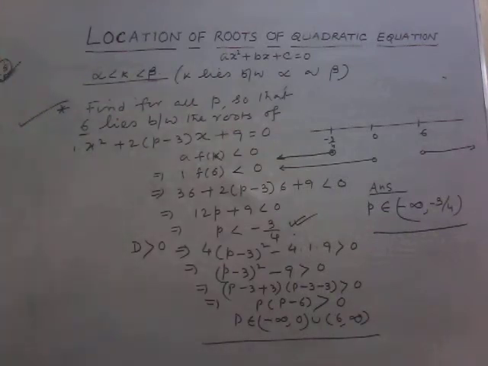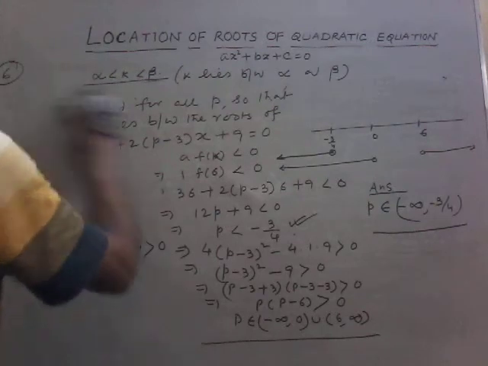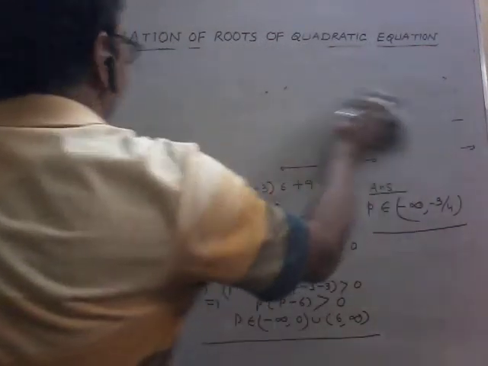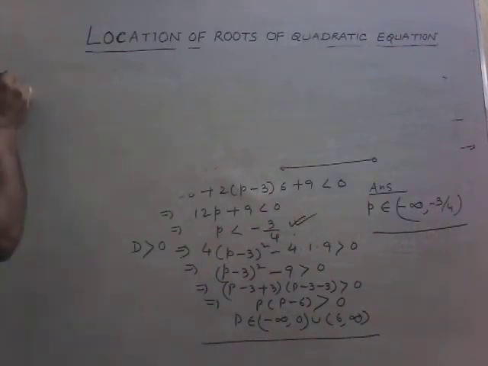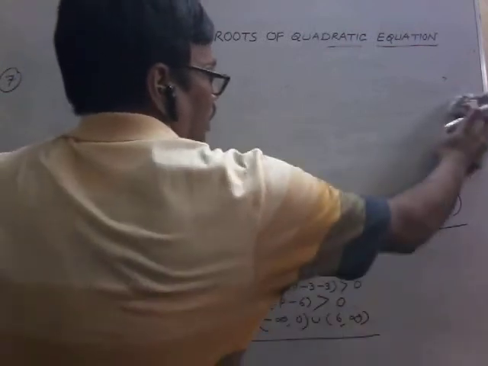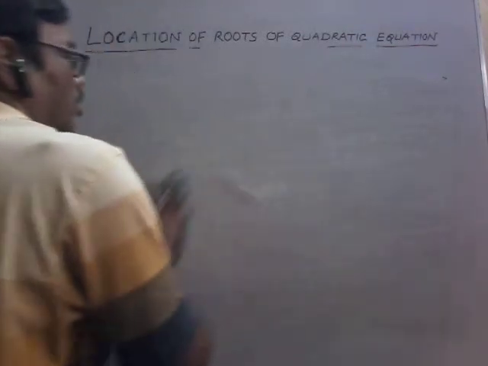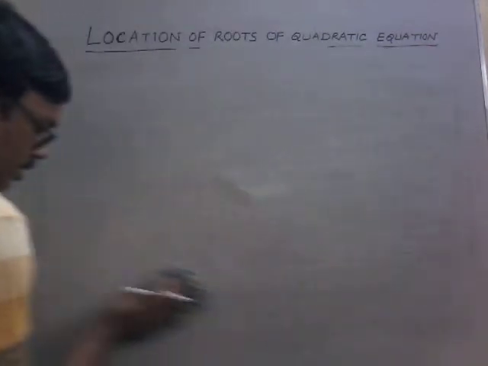So this is case 6. Now case number 7. So 4, 5, 6, 7. These are the most important cases.